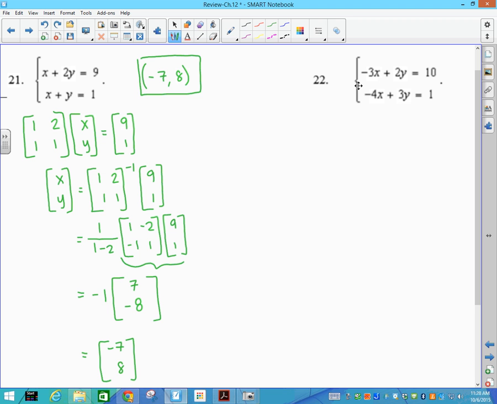All right, so we'll go do the next one. Again, first off, I'm writing the coefficient matrix. So that's -3, 2, negative 4, 3.